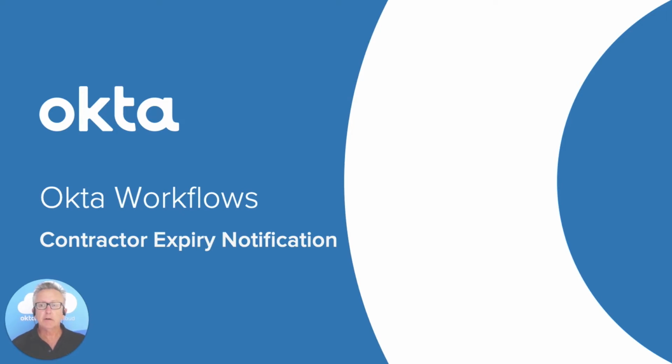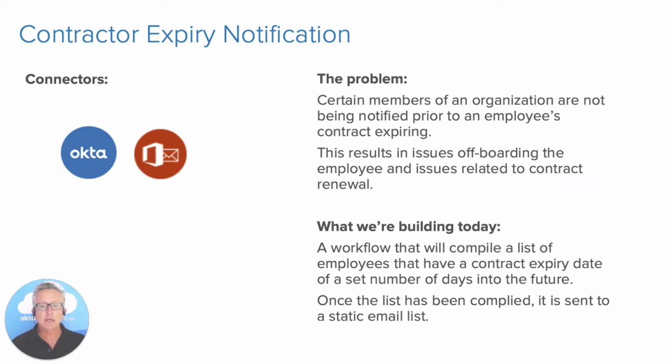And this is a tutorial on how workflows can be used for notification of upcoming user lifecycle events. In this instance, we'll be using an employee's contract expiry date. This scenario is based on a requirement that certain members within an organization need to be notified of an employee's contract expiry date prior to the date actually occurring. This may be for reasons of offboarding, but more commonly is related to contract renewal.